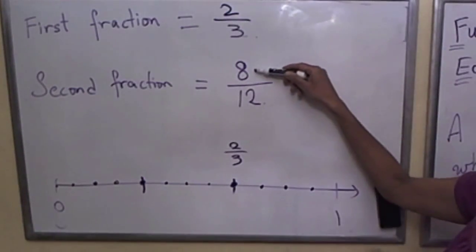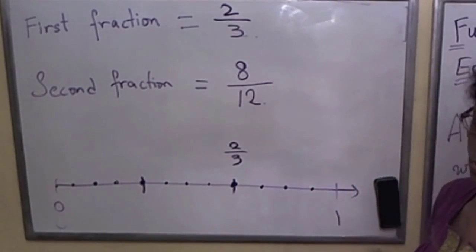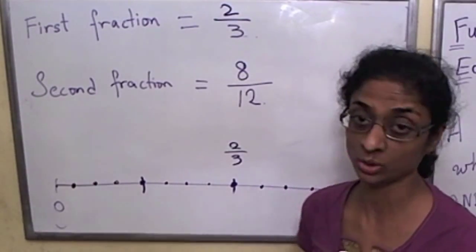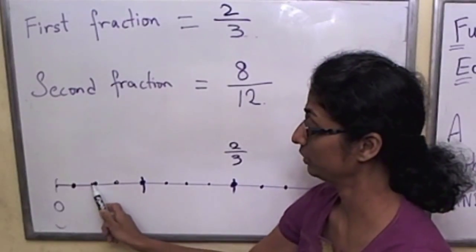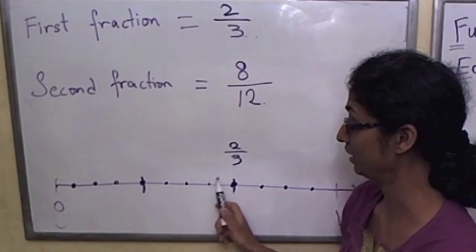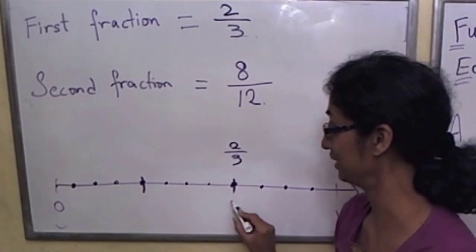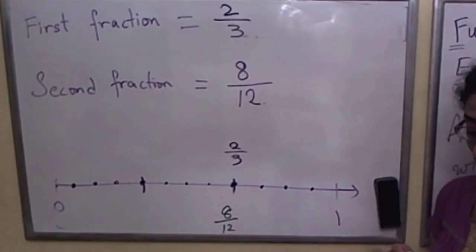Because remember, 8 over 12 is the 8th multiple of 1 over 12. And we know this first piece, that is the 1 over 12. And I'm looking for 8 over 12. 1 over 12, 2 over 12, 3 over 12, 4 over 12, 5, 6, 7, 8 over 12 matches up exactly where 2/3 is. That's not very surprising, is it?